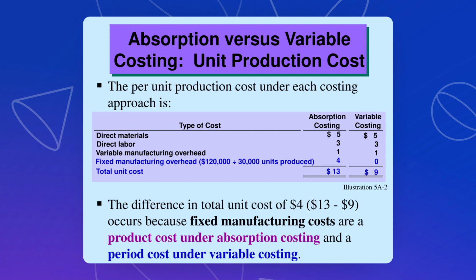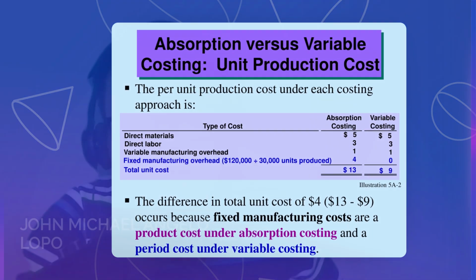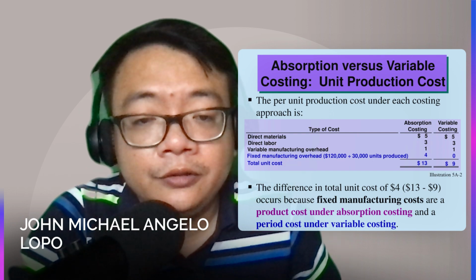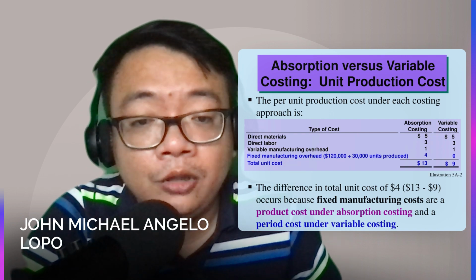Okay, please take note in terms of the variable costing. You have your direct materials of 5, direct labor of 3, manufacturing overhead of 1. But in the variable costing, the fixed manufacturing cost is 0. Meaning to say, class, the difference between absorption costing and variable costing is 13 minus 9, it is 4. Meaning to say, class, the difference between the absorption costing and the variable costing is because of the fixed manufacturing overhead cost per unit.